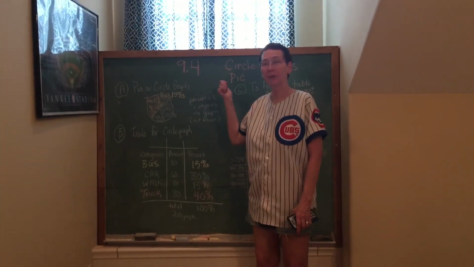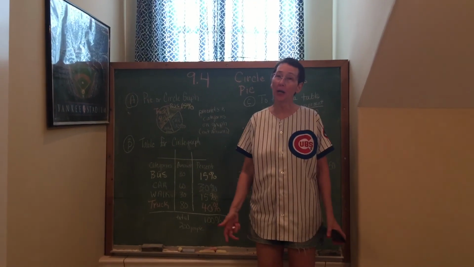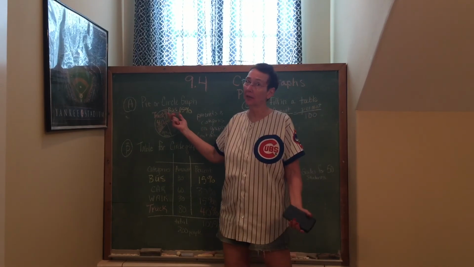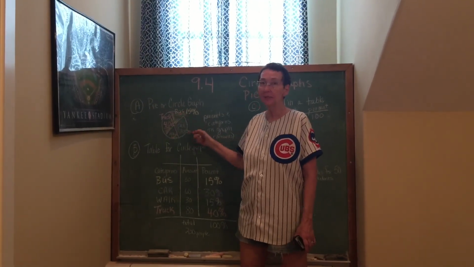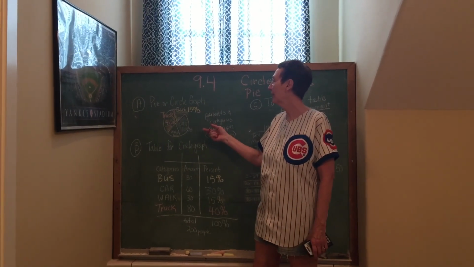Welcome back to 9.4. We're going to be talking about circle graphs, or sometimes they're called pie graphs. A circle graph or a pie graph looks just exactly like what the name sounds. It looks like a circle and it's cut into pieces like a pie or a pizza. I think they ought to call it a pizza graph, but a pie graph is what it is.